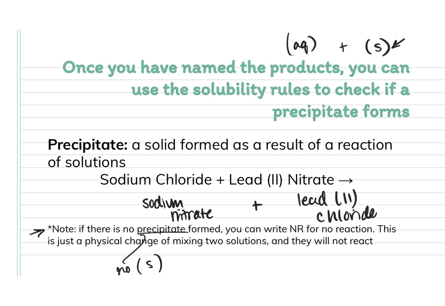So let's look through our rules. We have sodium nitrate for our first one, and I see rule number 1. All nitrates are soluble. So I'm going to put an AQ here for aqueous, meaning it dissolves in water. Then I have lead chloride, and that's rule number 2. All chlorides, bromides, and iodides are soluble except for those of silver, mercury 1, and lead 2. Well, this is lead 2, so that's the exception. It's a solid. So this reaction does go to completion.